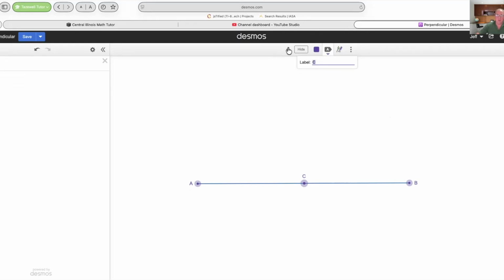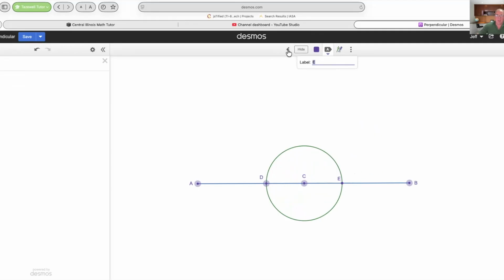We're going to pick some other point that's on AB. Let's call that one D. Okay. And let's draw a circle around C that has a radius of CD. So CD is a radius, and that gives us another point over here. Let's call that one E. So CD and CE are both radii of circle C.